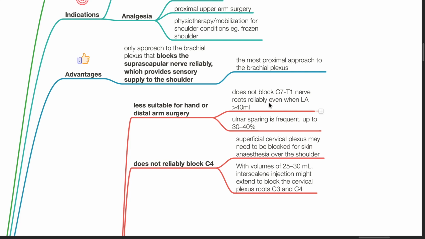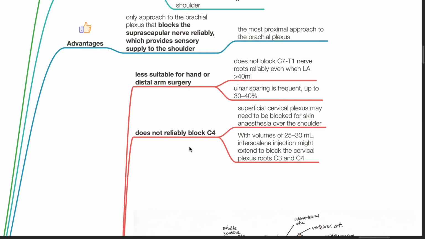T1 nerve roots reliably, even when LA is more than 40 mils. Ulnar sparing is frequent, up to 30 to 40%. It does not reliably block the C4. Superficial cervical plexus may need to be blocked for skin anesthesia over the shoulder. With volumes of 25 to 30 mils, interscalene injection might extend to block the cervical plexus roots C3 and C4.